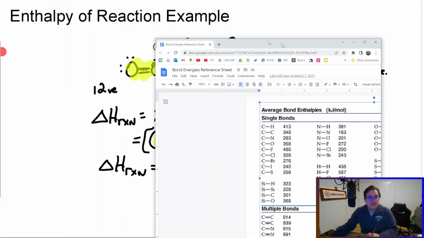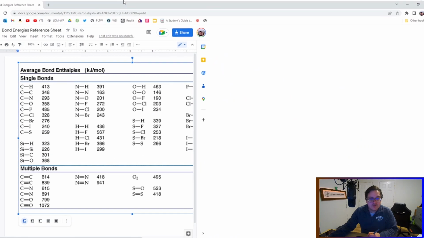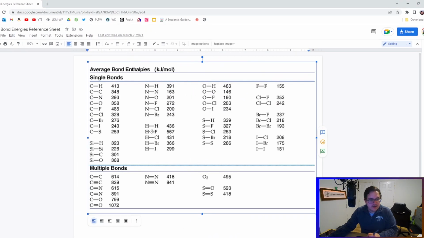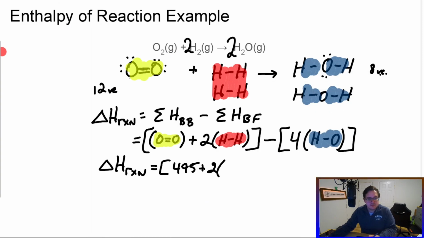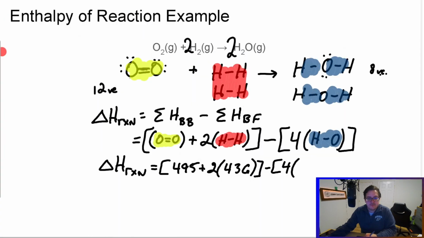495. So that's going to be 495 plus 2 times hydrogen to hydrogen. Where is that going to be at? Hydrogen to hydrogen is 436, minus 4 times hydrogen to oxygen. Hydrogen to oxygen right here, 463.